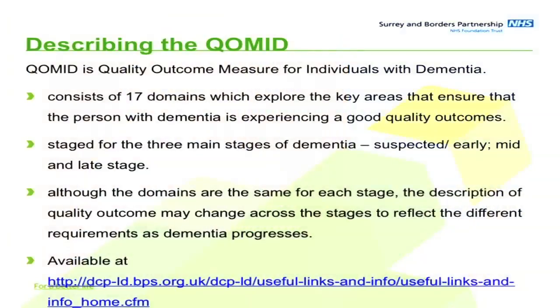So what is the QOMID? QOMID is Quality Outcome Measure for Individuals with Dementia. It contains 17 domains, which we think explore all the key areas to ensure that the person with dementia experiences a really good service and good quality. It's staged for the 3 main stages of dementia: suspected or early stage, mid and late. So although the domains are the same for each stage, the description of the quality outcome changes to reflect what needs to change as the dementia progresses.